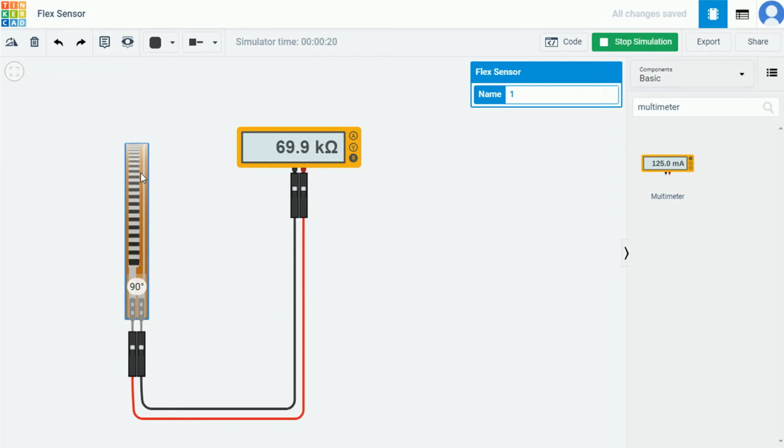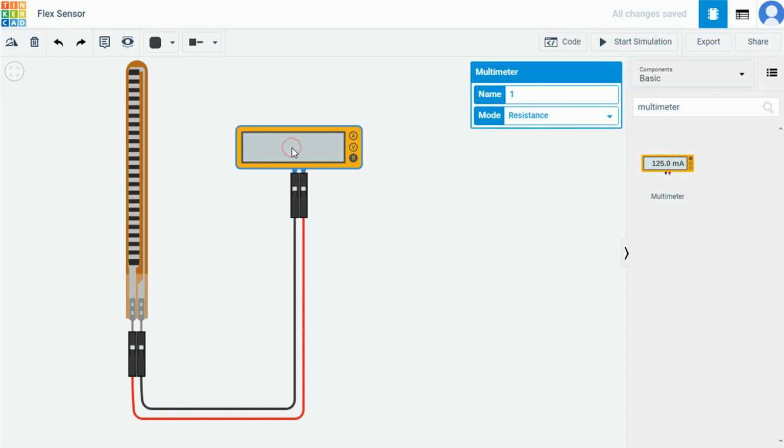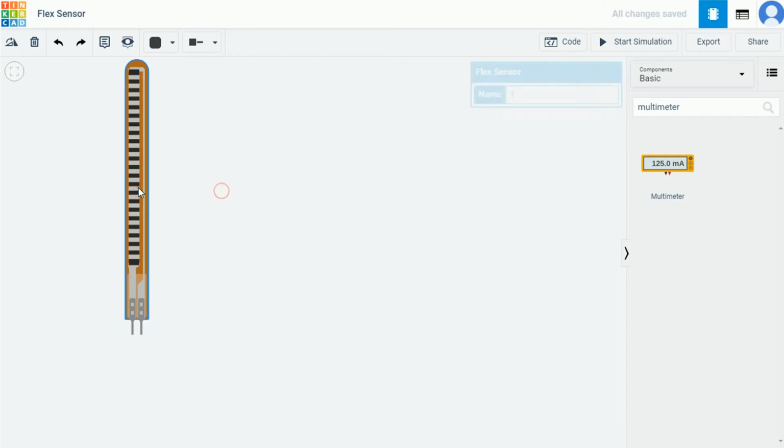At 90 degree bend, the resistance is approx. 70 kilo ohms. Let's stop the simulations. We will not be needing multimeter anymore, so we will delete it.